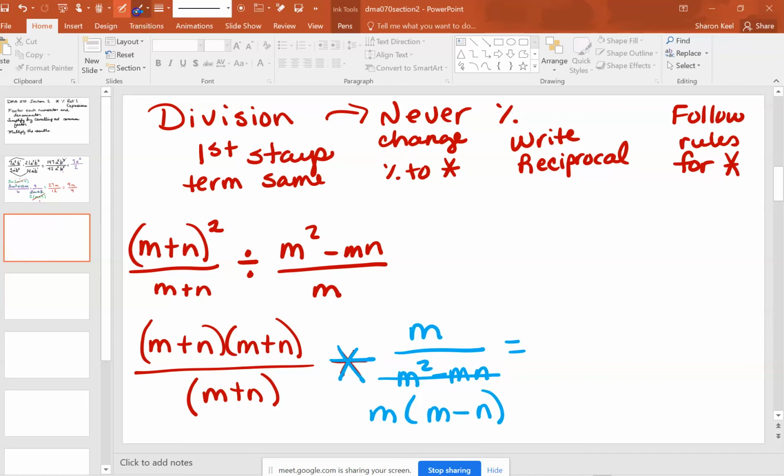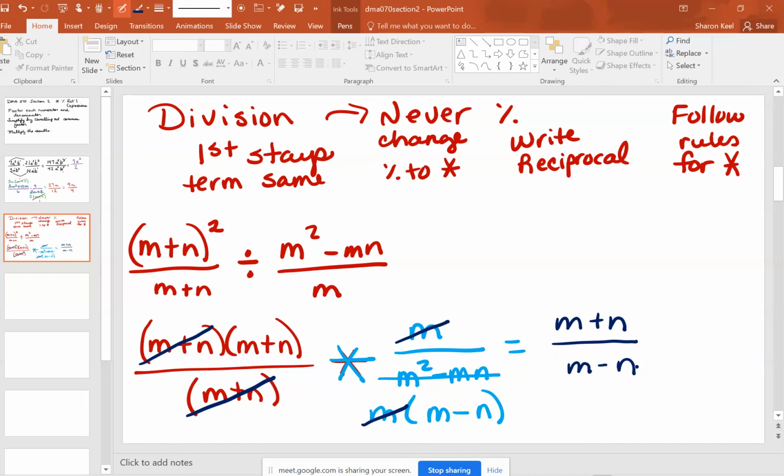Is there anything that we see here we can simplify? Yes. What we can simplify here is the m plus n on top and bottom cancel. The single m here and the single m here cancel. What I have left on top is an m plus n. What's left on bottom is an m minus n.